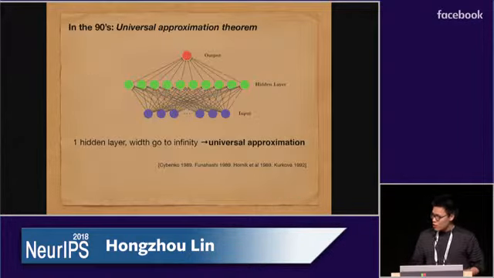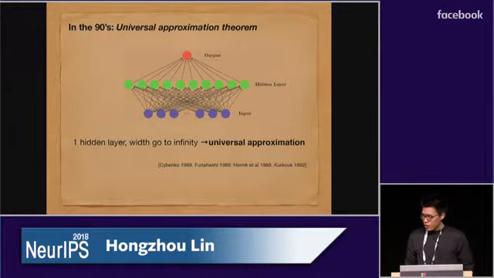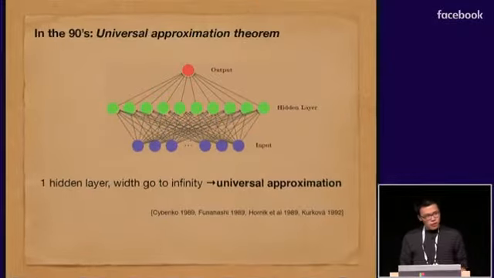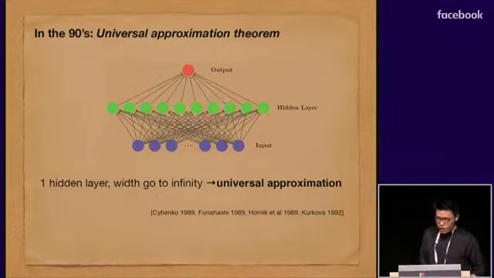So let me start with the classical result. The study of neural networks can be traced back to the 90s. At that time, people were interested in networks with 1 hidden layer. And it is proven that if we allow infinitely many neurons in this layer, then we can approximate any well-behaved function. This is known as the universal approximation result.